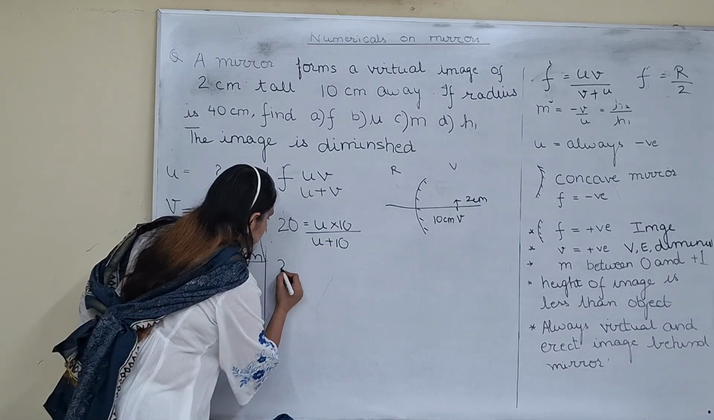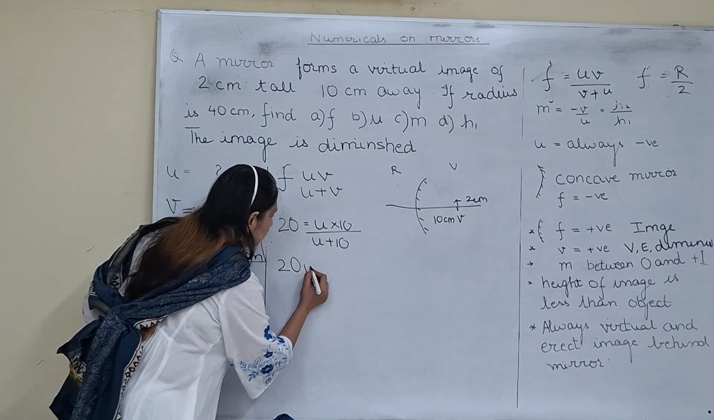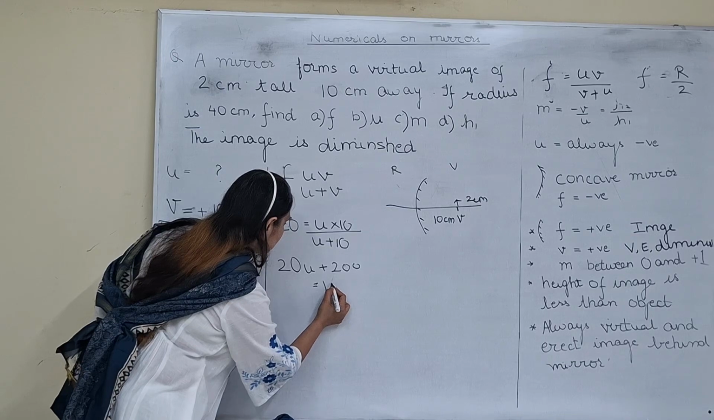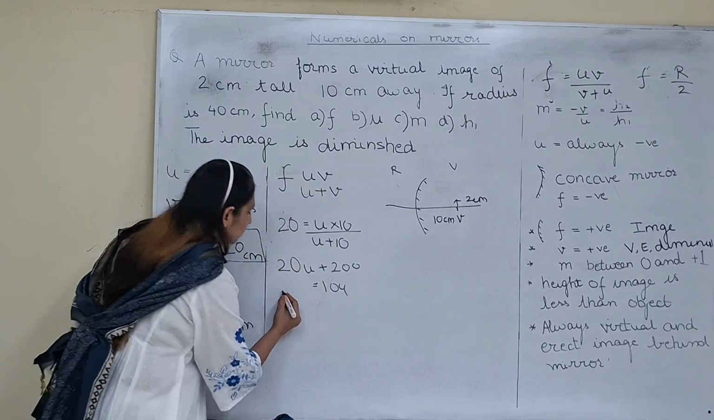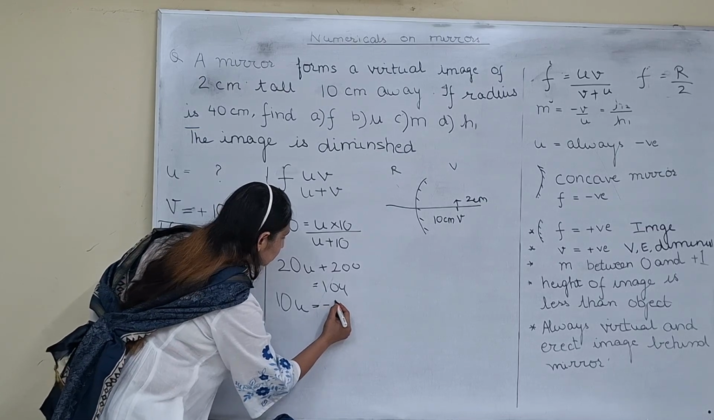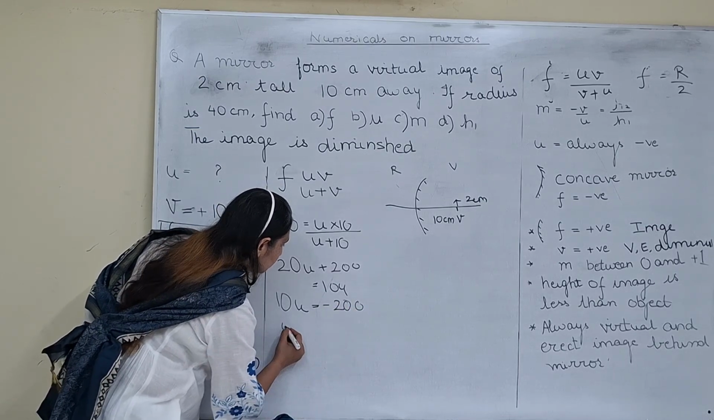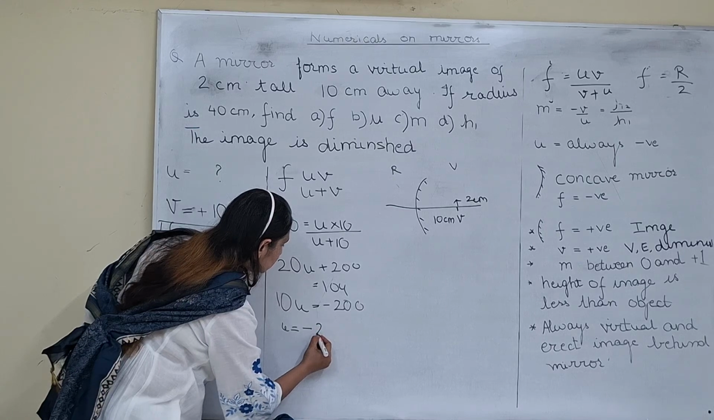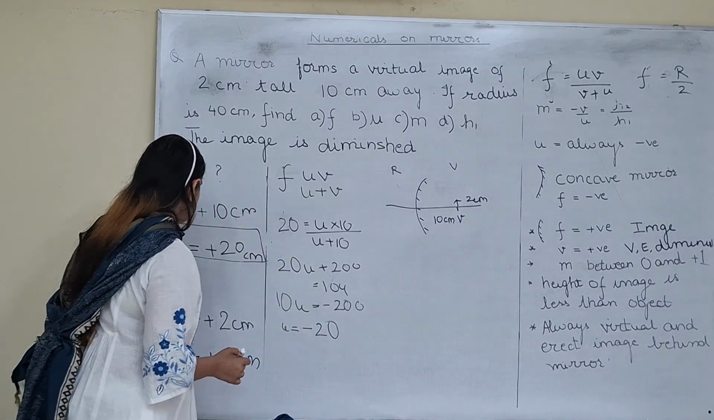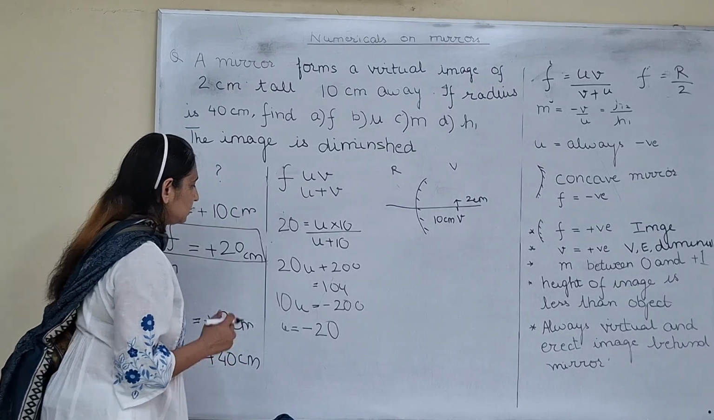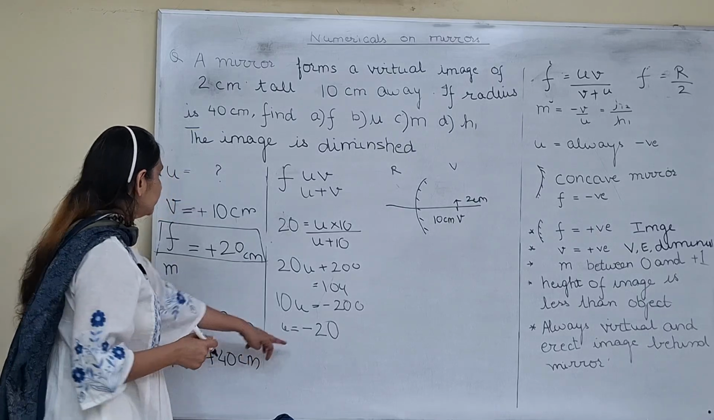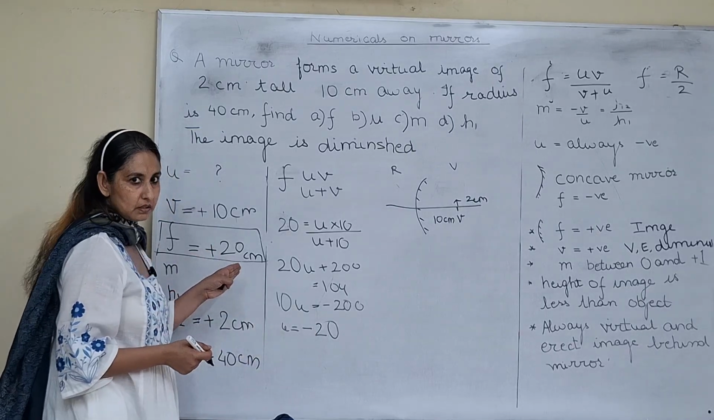Please do it very fast, because it takes a lot of time. It shifts here, it becomes 10U is equal to -200. And U is -20. Is it -20? Yes, it is -20. Why did I think it might be wrong? Because 20 is also the focal length, right?